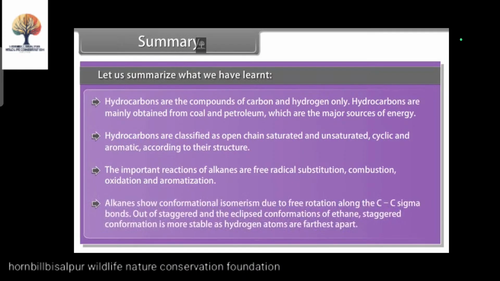Alkanes show conformational isomerism due to free rotation along the C-C sigma bonds, out of which staggered and eclipsed are the conformations of ethane. Staggered conformation is more stable as the hydrogen atoms are farthest apart.